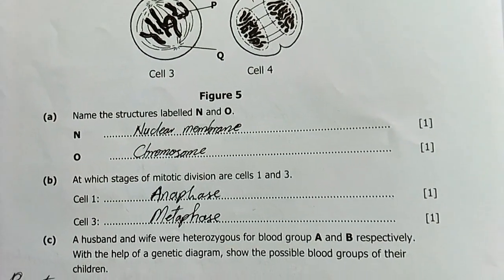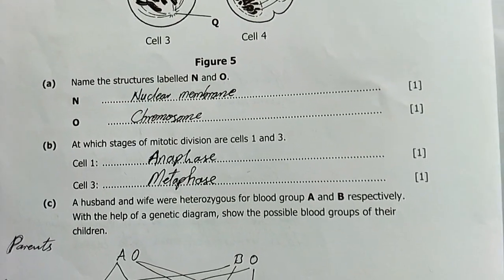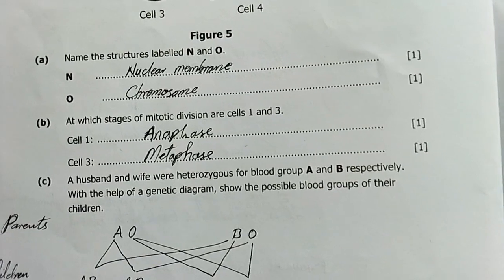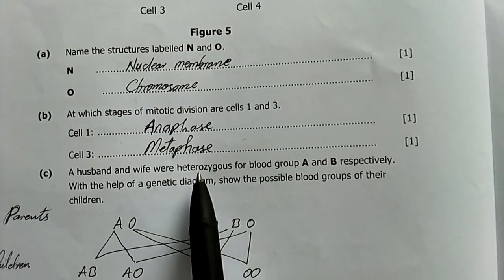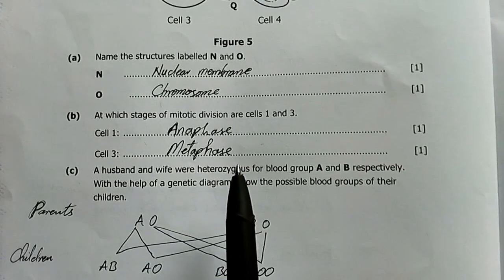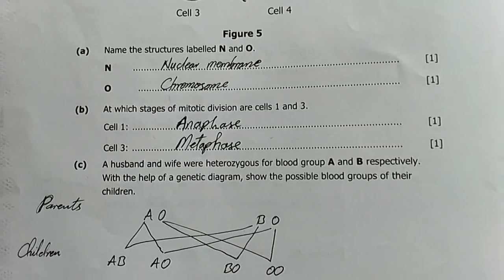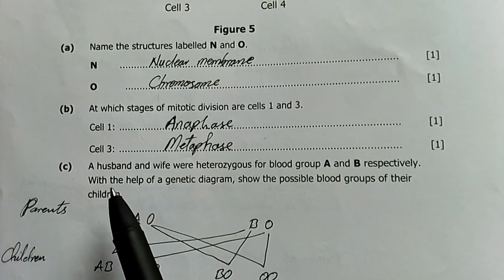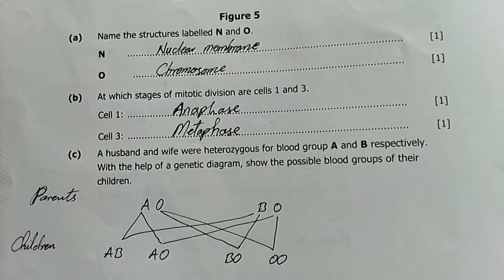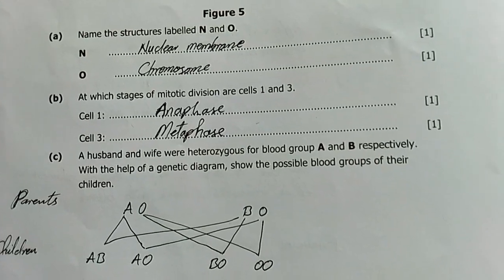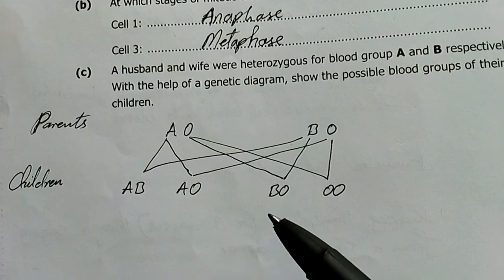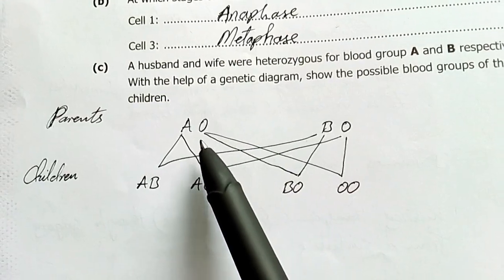So C, a husband and wife were heterozygous for blood group A and B respectively. You have to understand what heterozygous means. They're not homozygous, meaning they're partly A or B and the other side is O. With the help of a genetic diagram, show the possible blood groups of their children. You can use this, or you can use the Punnett Square. It's the same thing.